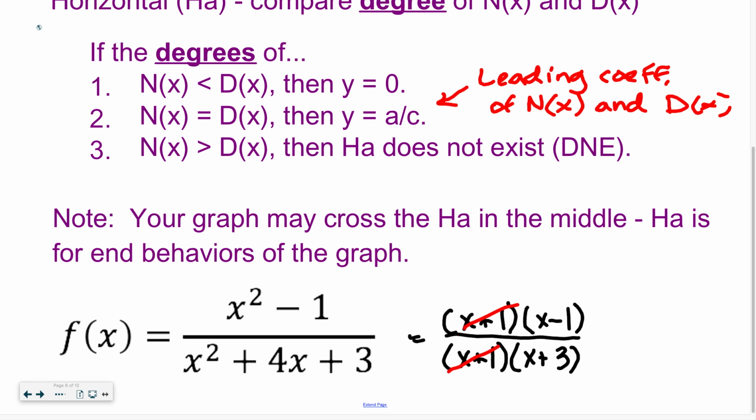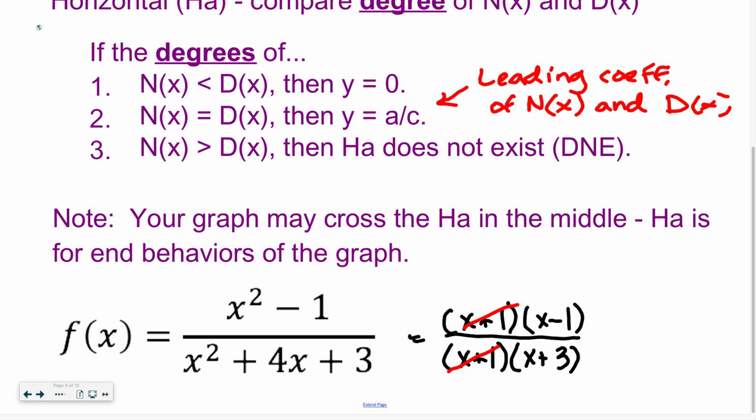So if you have like 3x squared over x squared, as we go towards positive infinity, that's always just going to be 3 over 1, the ratio of their leading coefficients. And if you have like 3x squared minus x plus 5 and 3x squared plus 4x minus 2, that other stuff isn't going to matter because infinity squared is so big, it takes over.